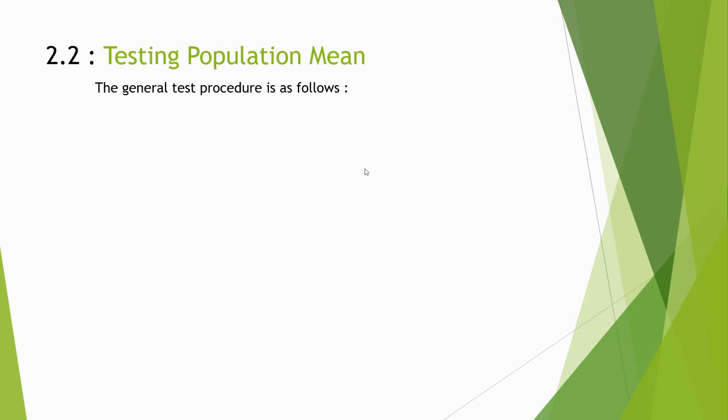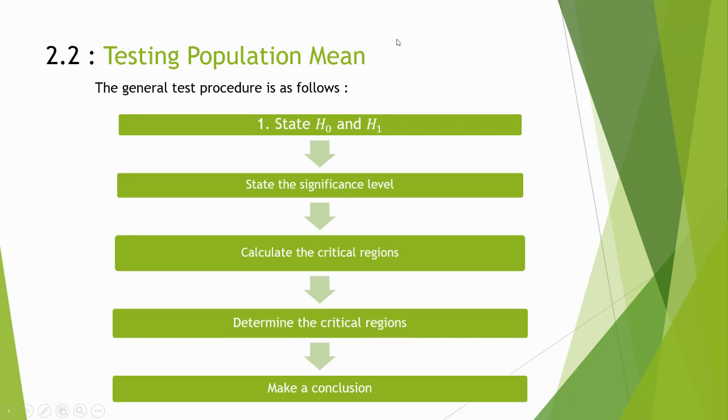Okay, now move on to testing the population mean. So these are the general test procedure. Okay, first you have to state your H naught and your H one, and then state your significance level, your alpha, and then you have to calculate your critical region. Then you have to determine whether your Z falls in your critical region or not. Okay, and then after you identify that, you have to make a conclusion.